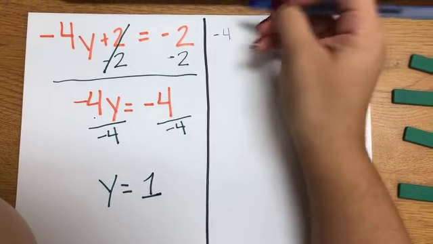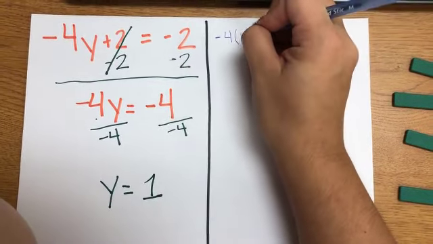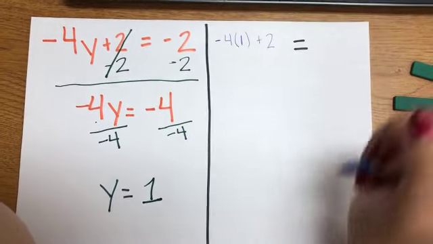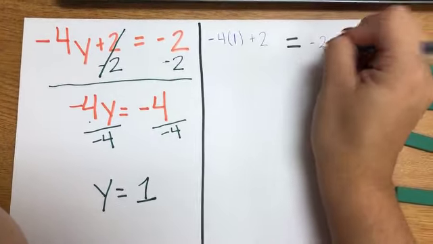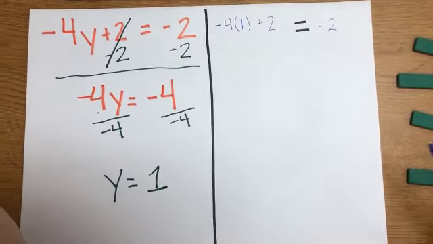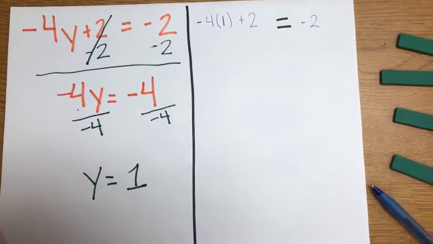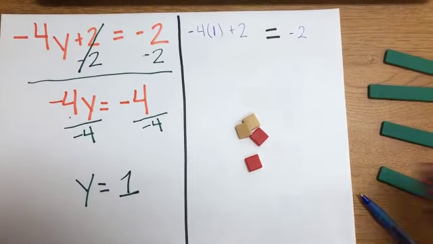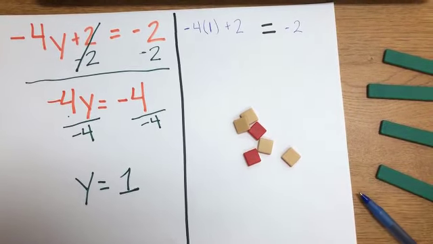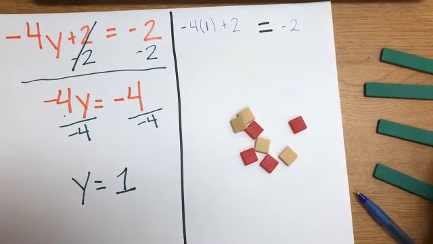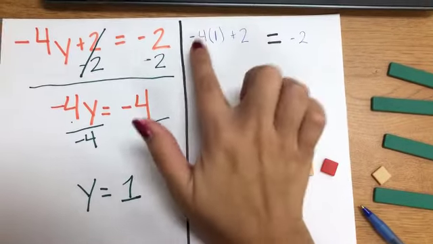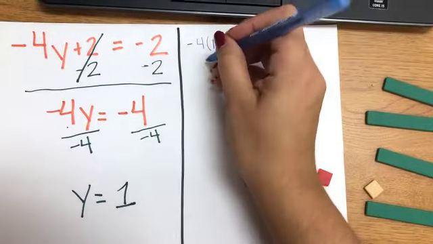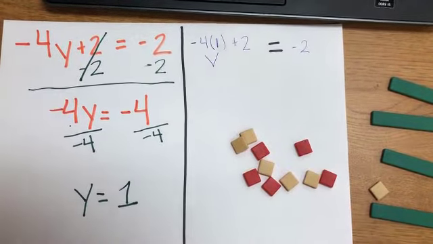Negative 4. Instead of a y, I'm going to replace it with a positive 1. Plus 2, and that's a negative 2. Now I'm going to use my algebra tiles to show you, because some of you make silly mistakes whenever you multiply or divide or add or subtract integers, negative numbers. All right, so right here it says that I have negative 4 times 1, and I'm going to do this step first because multiplication comes first.